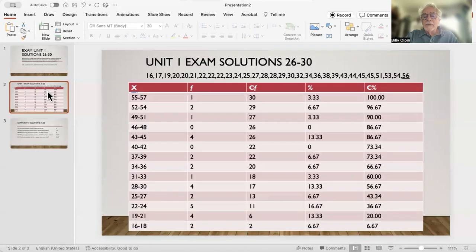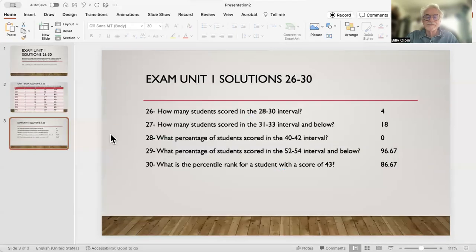And I want to go back real quick and just review this, right? There's no students here, but when I'm looking for the percentage, right? So here there's 2 students in this interval. I divide 2 by the total number of scores, which is 30, and that's how I got this 6.67%. That's how we always get percent.